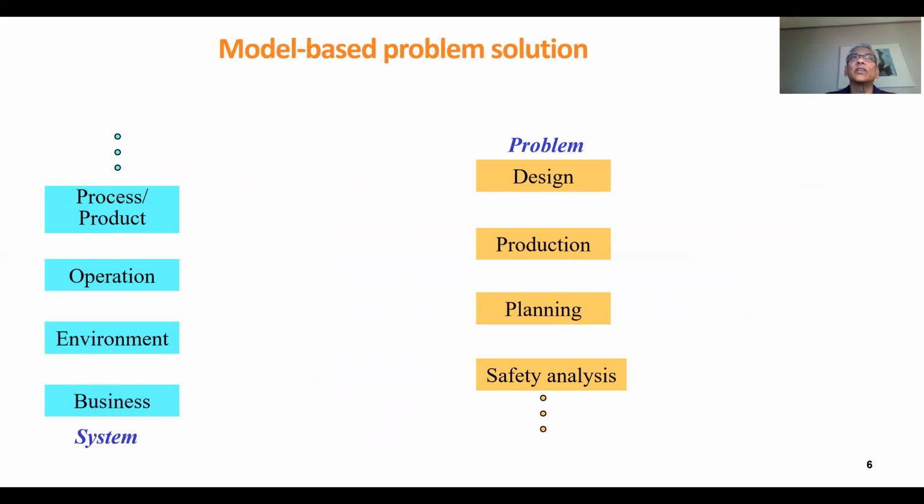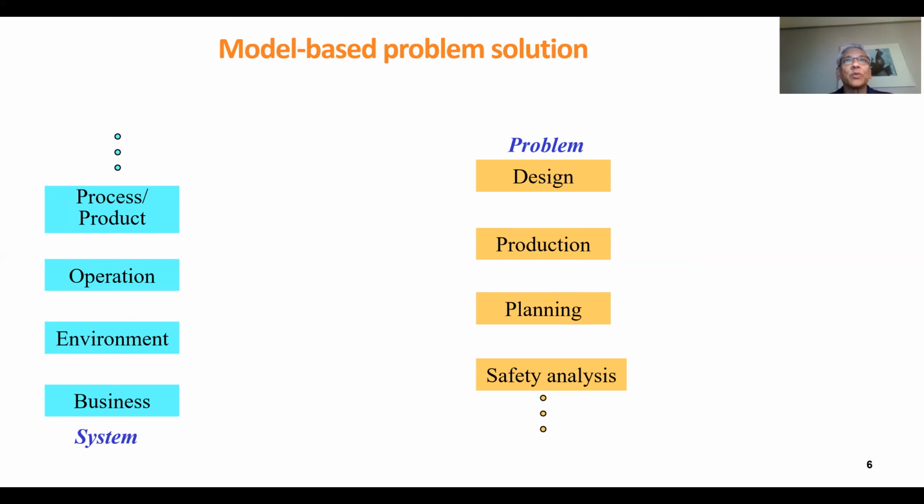So let us look at how to solve problems with models, or why do we need models for problem solution. On the right, we see the kind of problems we would like to solve: design, production, planning, safety, many more. On the left, we see the systems for which we would like to solve these problems. That is the process, the product, operation of the process, use of the product, environment, the effects on the environment, the business, and so on.